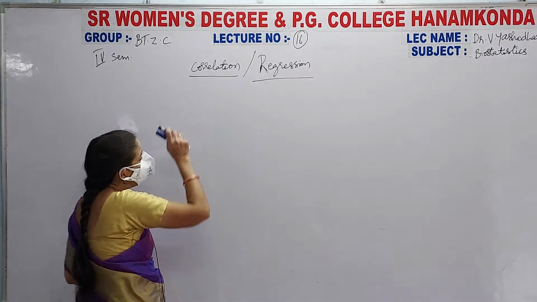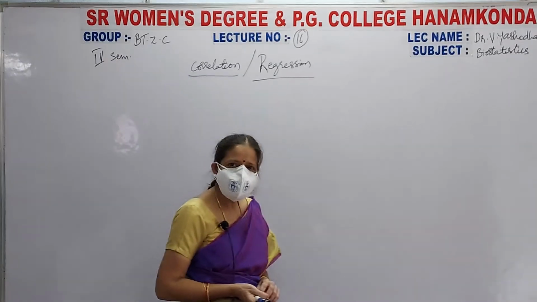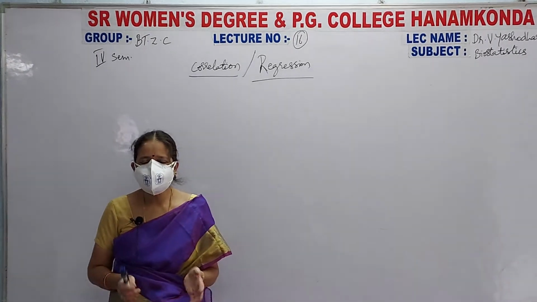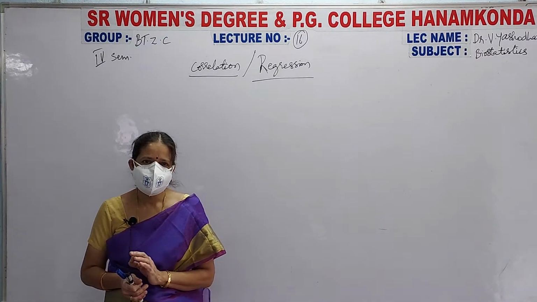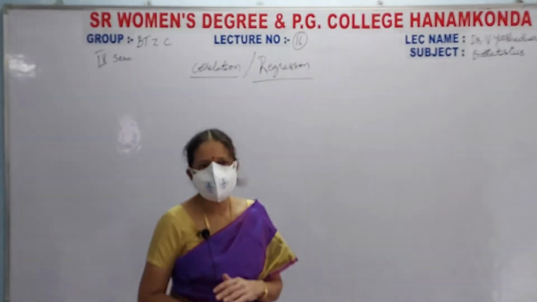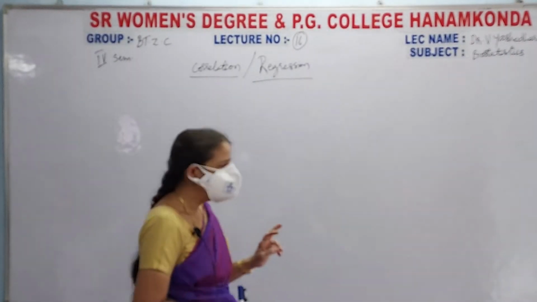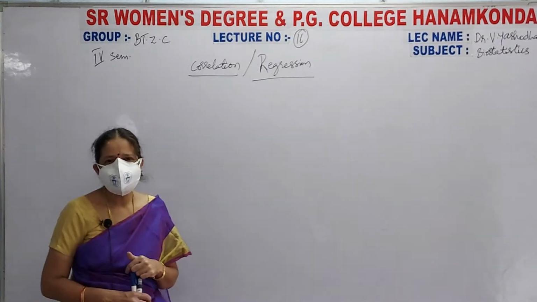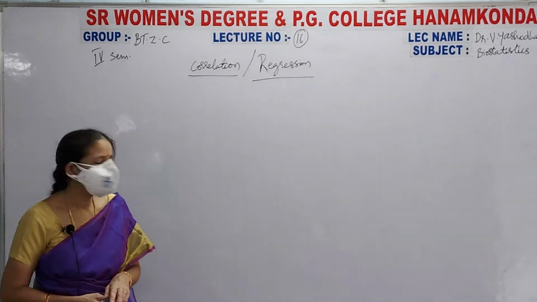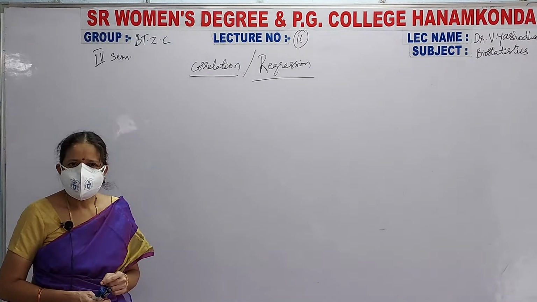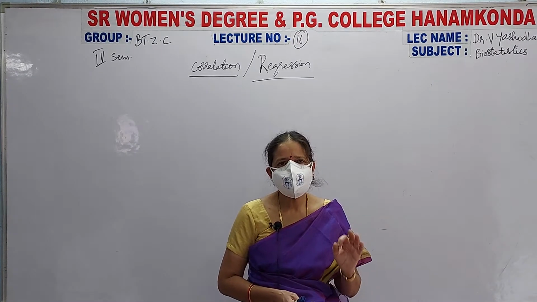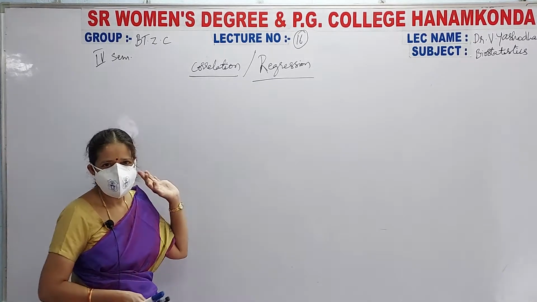So correlation is the degree of relationship between two or more variables. All of you know variables means a difference in the population. The difference in the characteristic feature of a population is called a variable. Between two or more variables, to check whether there is any degree of relationship or not, we go for correlation. So correlation is defined as the degree of relationship between two or more variables.